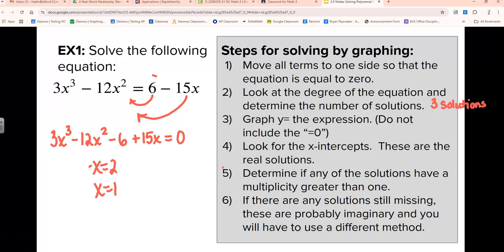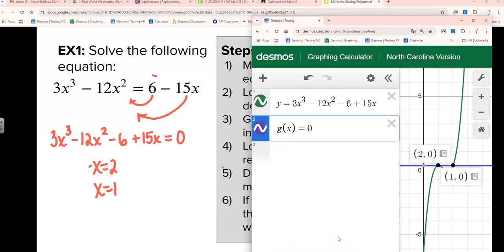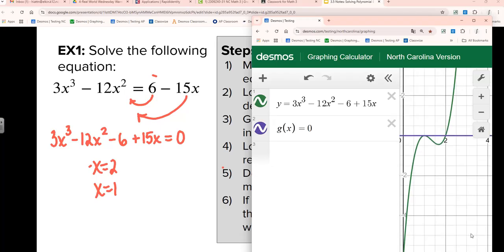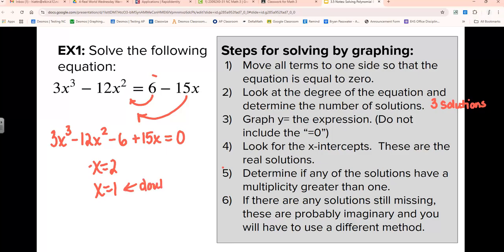But how many solutions was I supposed to have? Supposed to have 3. And I only have 2. Why do I only have 2? Right here, what have I got, Hector? I got a double because that's just a bounce, right? So that x equals 1, it's a double root or a double solution. So it counts twice, so I found all 3 of them that I need. So this doesn't have imaginaries. It's got 3 roots, even though it's only 2 distinct roots right there.